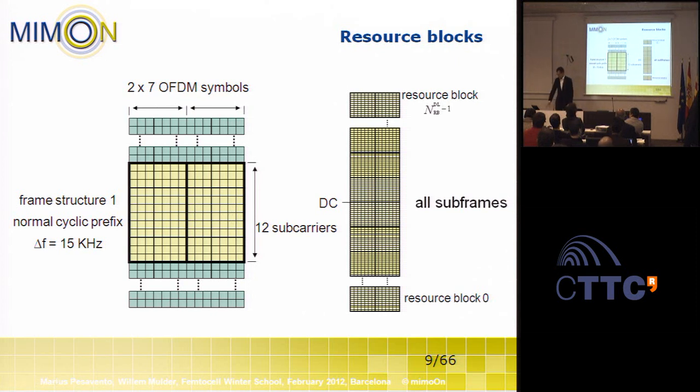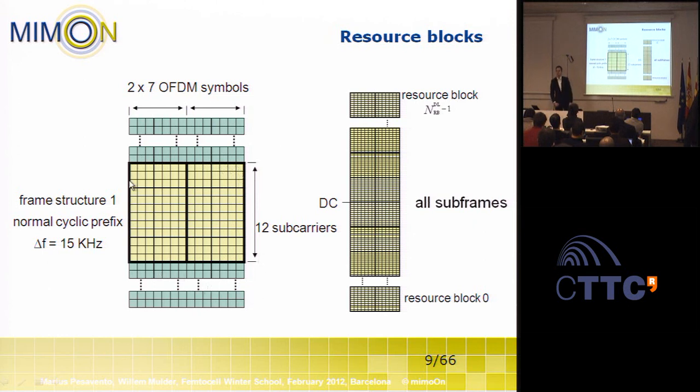If we take a look at our LTE system with 20 megahertz, then we have up to 1200 subcarriers. These subcarriers are further divided. They are grouped by 12 subcarriers. 12 subcarriers and also 14 OFDM symbols in time form one resource block. So this is a resource block as illustrated here.